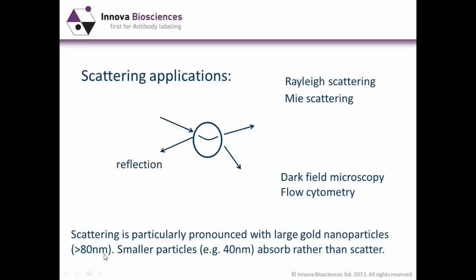And in this particular case, the scattering application, scattering is more pronounced with large gold particles than with small ones. So the smaller ones tend to absorb rather than scatter light. So a couple of applications. Dark field microscopy. This is where in the eyepiece you see just scattered light. You can't see light that hasn't been scattered. So you see the specimen against a dark background. And flow cytometry is another well-known application that can involve scattering. So gold is used in these applications, especially the large particle sizes.